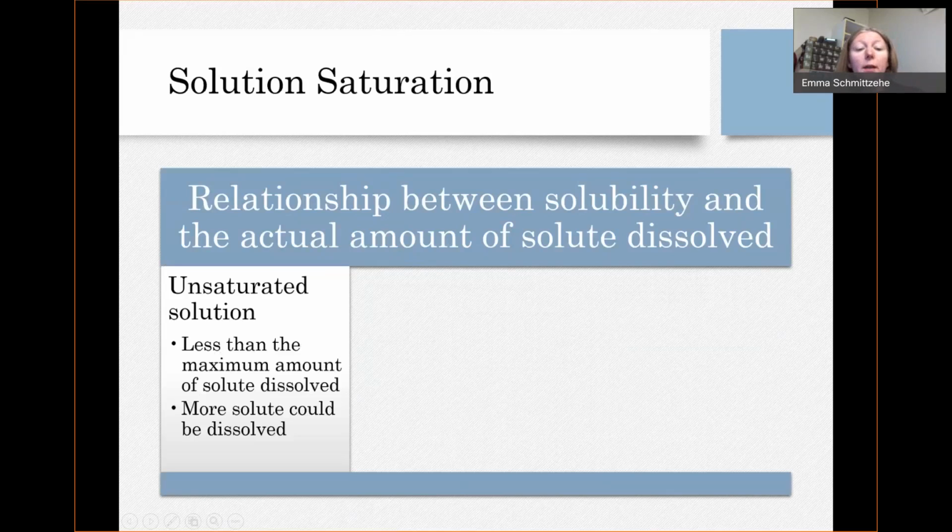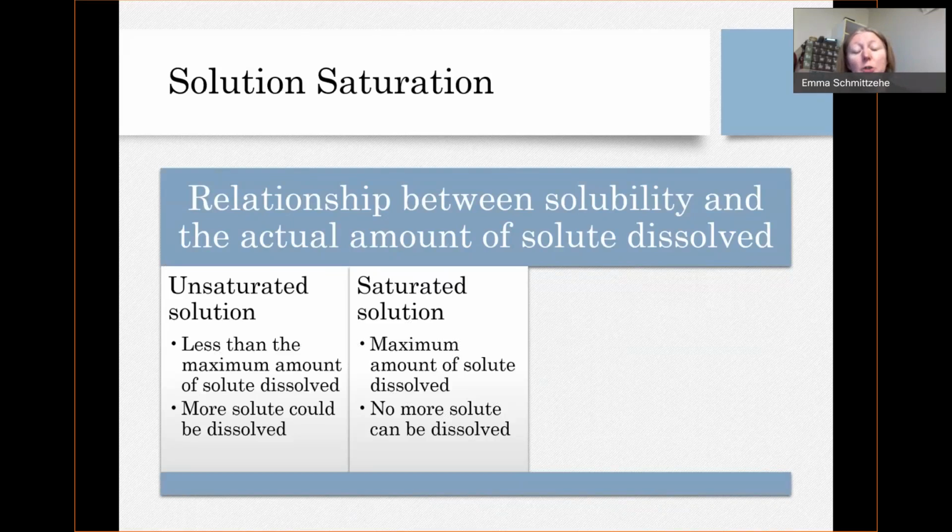If we classify a solution as an unsaturated solution, that is a solution that has less than the maximum amount dissolved, meaning you could potentially dissolve more solute in that solution, because it has room to take on more.